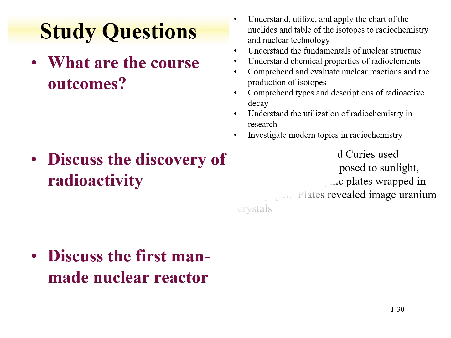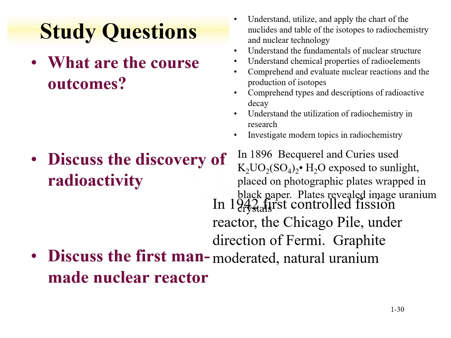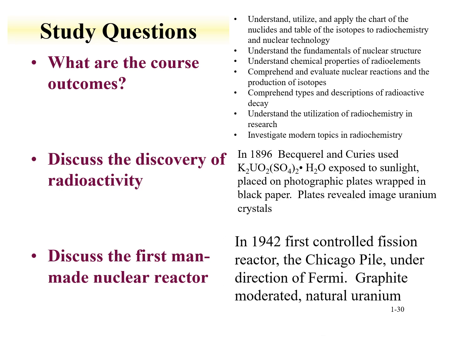Discuss the discovery of radioactivity. Becquerel and the Curies used uranium salt, exposed it to sunlight. And how about the first man-made reactor in 1942, the Chicago pile. I'm from Chicago, from the South Side, University of Chicago, same area. It was a graphite moderated natural uranium reactor. We'll describe how the moderators, either water, deuterium, or graphite, influence the behavior of neutrons in a reactor.